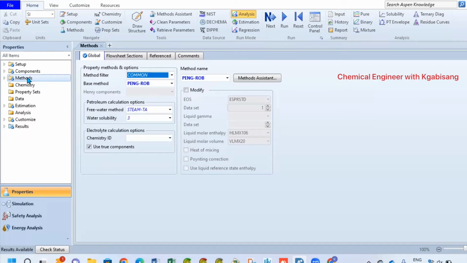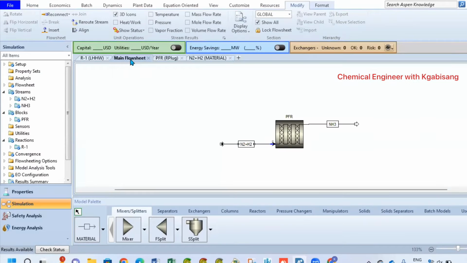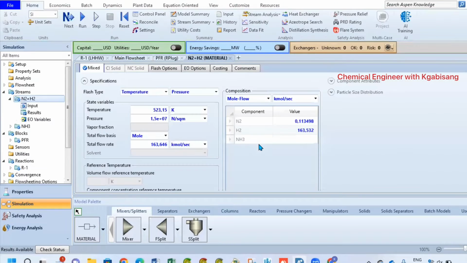Now let's go to the simulation itself. We have there a flow diagram whereby we have an inlet stream, our plug flow reactor, and the outlet stream. For the inlet stream, we can specify the conditions such as the temperature and the pressure. We can say we are feeding at 250 degrees Celsius and 150 bar. We can also specify the molar flow rate that's flowing in.